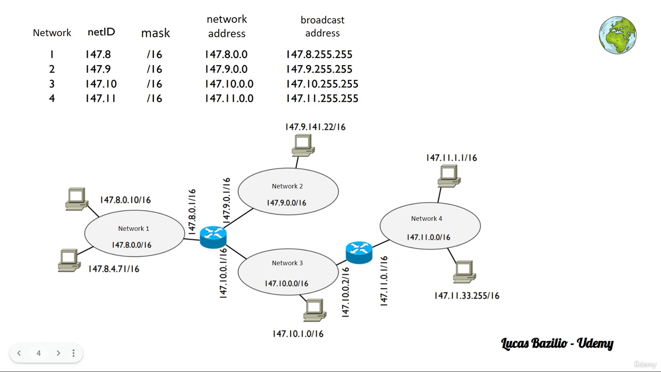Okay, and now the same idea for the rest of the interfaces. For this PC, we select this value for the host ID, 0.4.71. You can also represent this in binary. And then finally, this interface also must belong to network 1, so it must start with 847.8, and then we select the host ID to be 0.1.